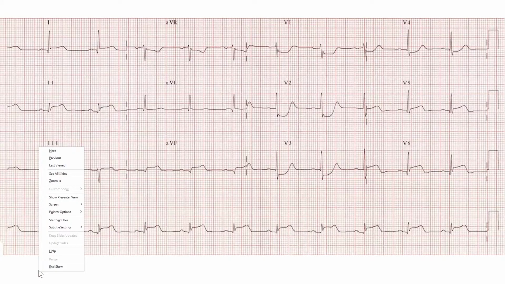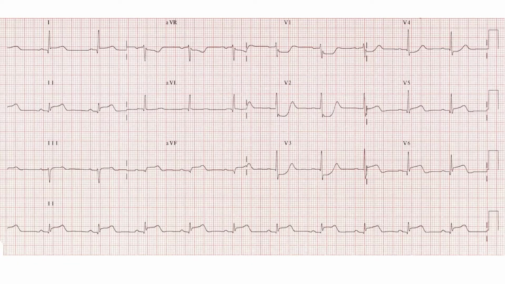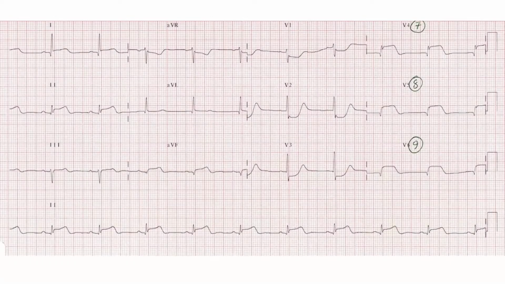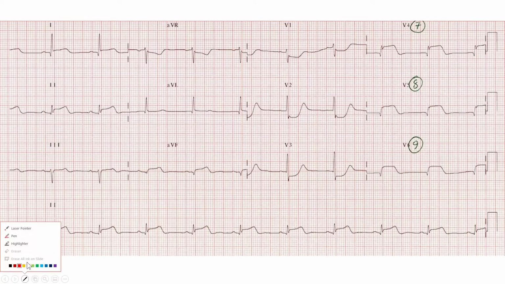So let's do that. Let's get a set of posterior leads. If we do a set of posterior leads on this patient and we relabel them, because it's very important to relabel these leads, so it's obvious to the person viewing the ECG that this is a set of posterior leads, you can see that there is marked ST elevation in V7, V8, and V9.